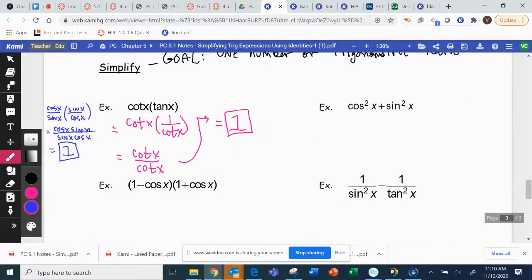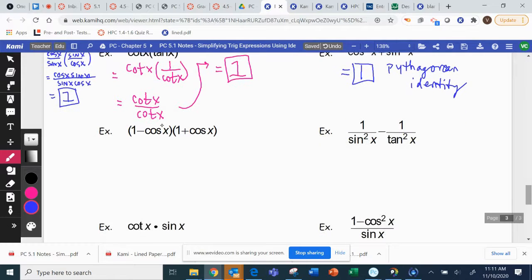Okay, let's look at the next one. Cosine squared x plus sine squared x. What? 1? Oh, we're done already? Why? Because it is the Pythagorean identity. It is that identity. So we don't have to manipulate that at all. Like, that's what it equals.